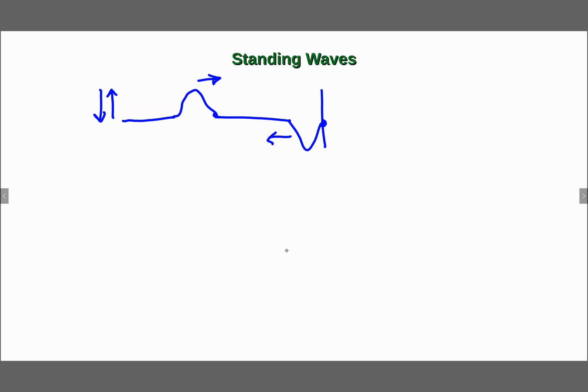If, on the other hand, I have the same situation, and it gets to the end here, but now this thing can move up and down, okay? Then when this pulse goes in, it's going to cause this point to move up and down, just like I did when I started the thing, right? So then what happens is what comes back out, because the end moved up and down, is a wave that looks just like the first one, going back the other way, okay?